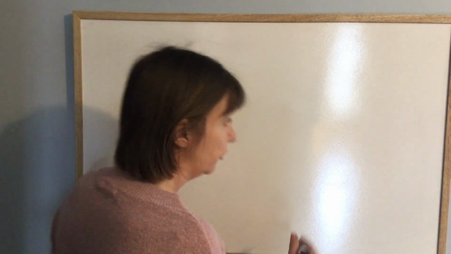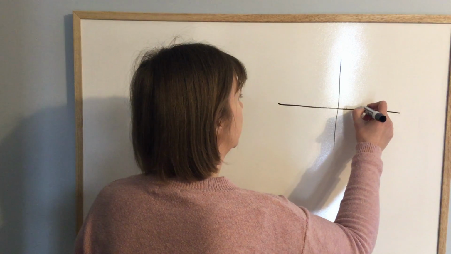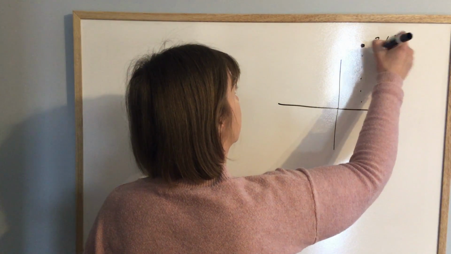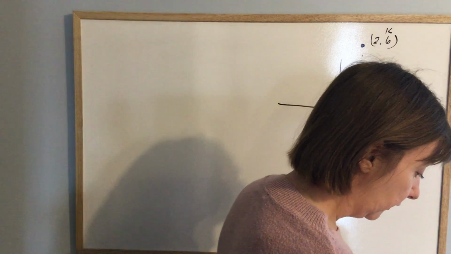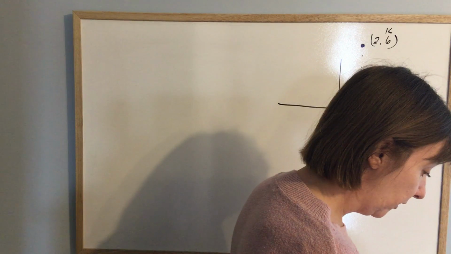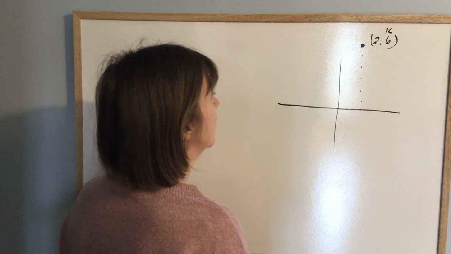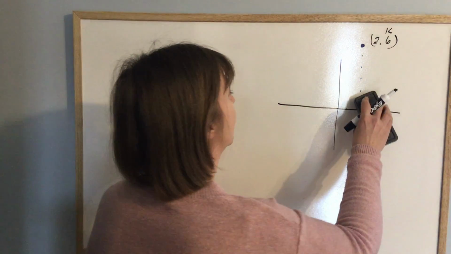I gave you number 4, which said the vertices of a triangle are 2 and 6, so 1, 2, 1, 2, 3, 4, 5, 6. They are 2 and 6, which is point K. And 4 and 10. Oh, well, that's not helpful. Let me redo this because that's not helpful. I've got to make my spaces smaller.